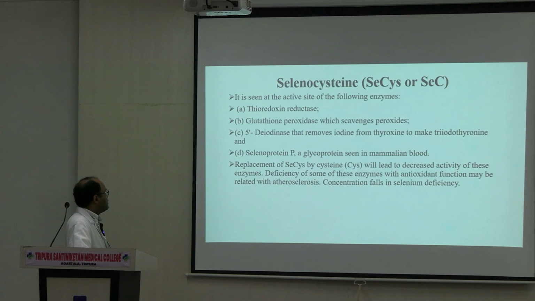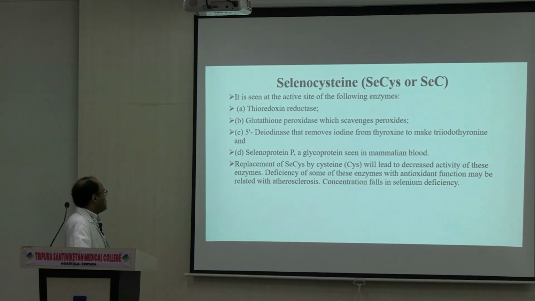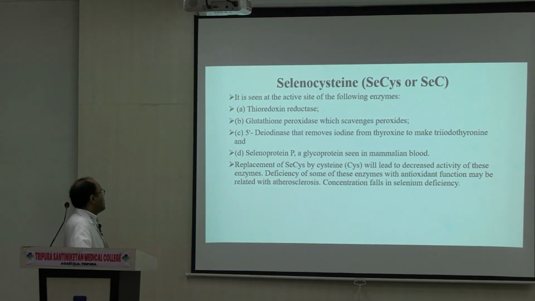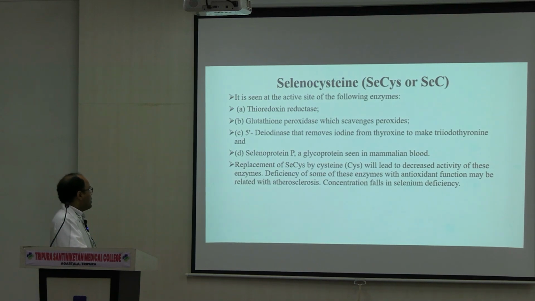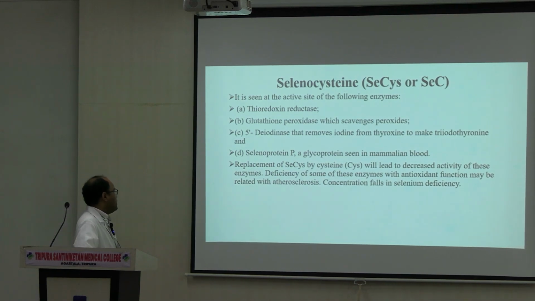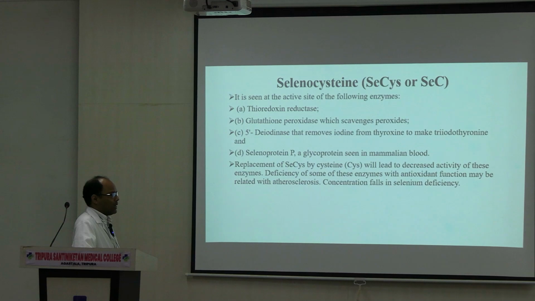It is seen in the active site of the following enzymes: thioredoxin reductase, and glutathione peroxidase, which scavenges peroxides. 5' deiodinase removes iodine from thyroxine to make triiodothyronine. And selenoprotein P, the glycoprotein seen in mammalian blood.